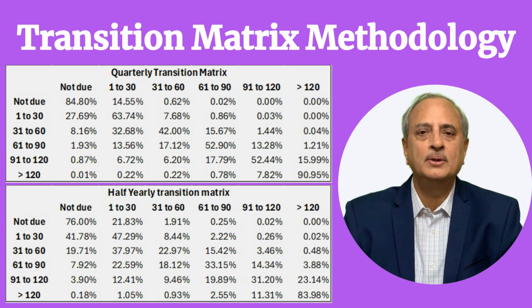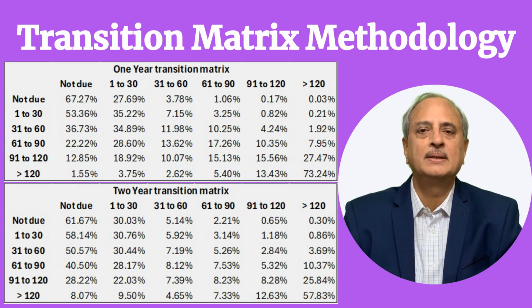Transition matrices can also be analyzed over quarterly and half-yearly periods. The quarterly transition matrix shows that 84.80% of not due loans stay in the same category, while 14.55% move to 1 to 30 days overdue. The half-yearly transition matrix broadens this view, with 76% of not due loans remaining unchanged, but 21.83% transitioning to 1 to 30 days. These longer-term insights are crucial for understanding loan repayment patterns over extended periods.